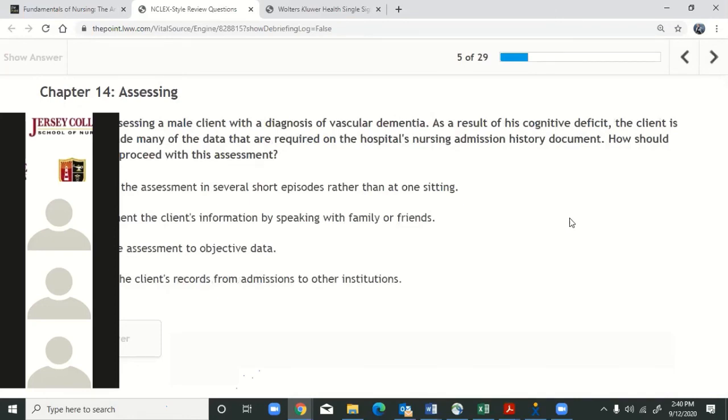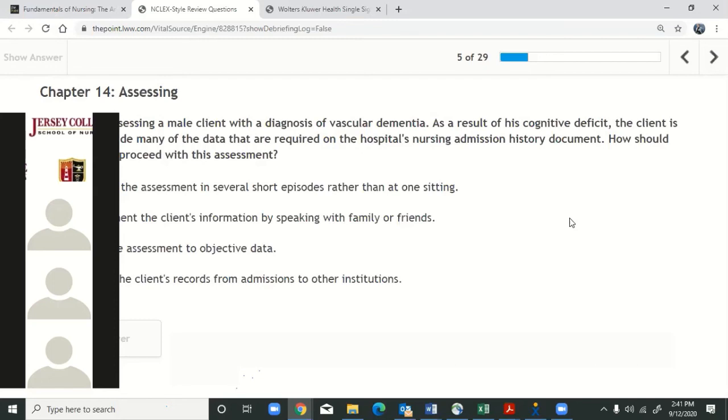All right, the nurse is assessing a male client with the diagnosis of vascular dementia. As a result of his cognitive deficit, the client is unable to provide many of the data required on the hospital nursing assessment or admission history document. How would the nurse best proceed with this assessment? So your client is not able to tell you information. How are you going to gather that information and make sure that it's valid?